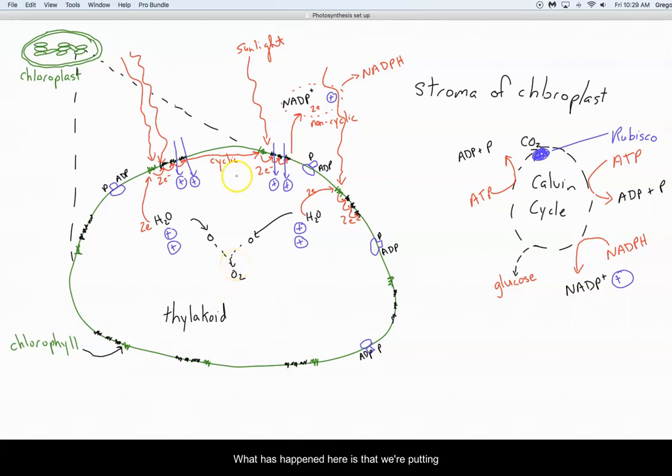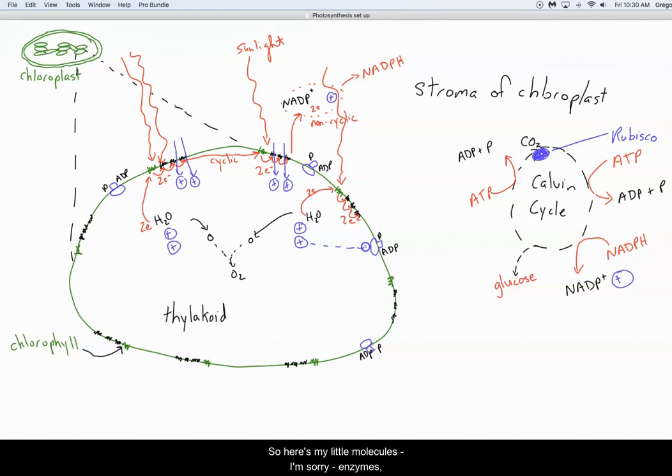Now, what has happened here is that we're putting electrons out here into the stroma, and we're pumping protons in here into the thylakoid membrane. So just like in cellular respiration, what's happening is that the system is building a cellular battery. Now the system will let the battery run through ATP synthase.